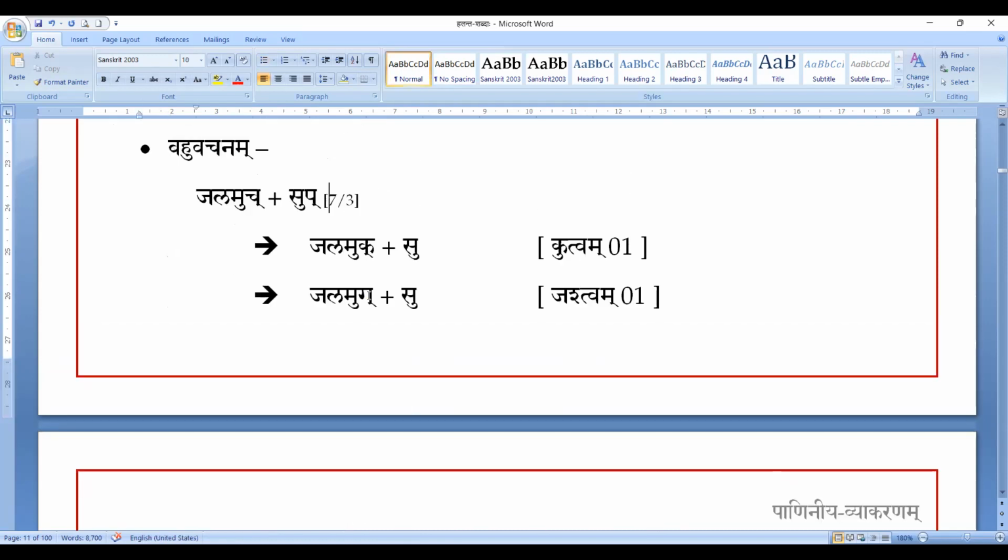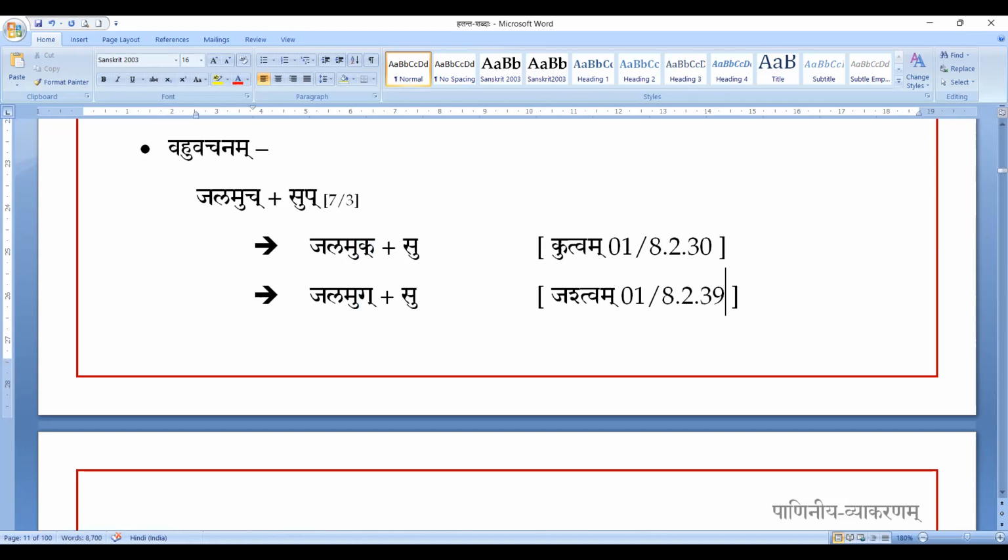Then Jalamuch plus Sup. Here, Pratipadikam enjoys Sanya. Namakan. Padam. Therefore, apply all the rules related to Pada, like Kutvam, Jashtvam. Apply, you get Jalamuksu. Jalamuk. Chakara is replaced by kakara by kutvam, 8-2-30. After that, apply Jashtvam. Padante, jhal letter asti. Kakara is a jhal letter, replaced by the corresponding jash letter, which is gakara. 8-2-39. After that, what do you apply?